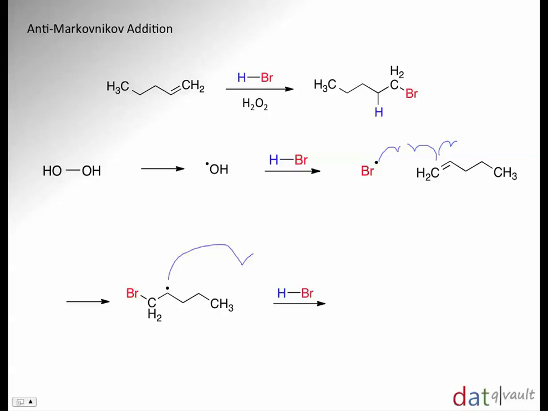So now how do we finish out this reaction? This radical is going to react with another molecule of hydrogen bromide. We're going to get out a bromine radical, which is just going to continue on and do the same thing with another alkene. And then we're going to get our product, which is the anti-Markovnikov addition product. Bromine's adding to the least substituted carbon, hydrogen's adding to the more substituted carbon. And this is all because we're using peroxides in the reaction.